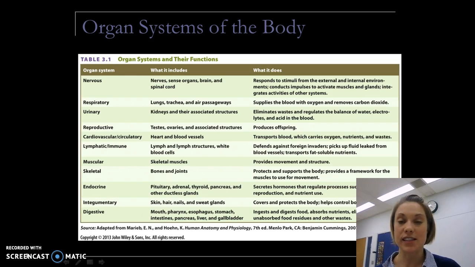Our reproductive system is really important in terms of nutrition because most of our reproductive hormones are going to be made up of fat type molecules. So we need enough essential fatty acids in order to make those hormones.